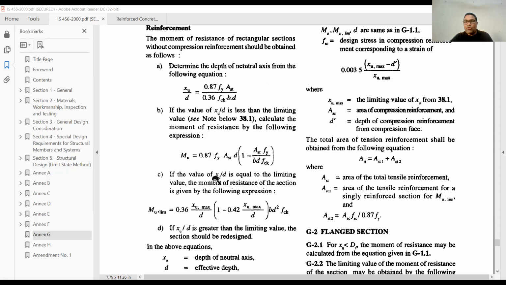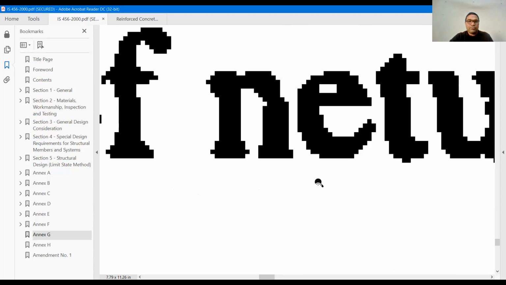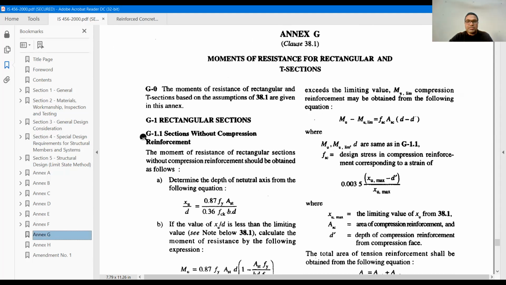Generally, as we always want our section to be under reinforced, we will take this relation, and with this relation we will first find out the value of Ast, and then once we find the value of Ast, we put the value in this equation. Then we find out the value of xu, and then we compare it with xu max. So that is the process that we are going to follow on our slide.